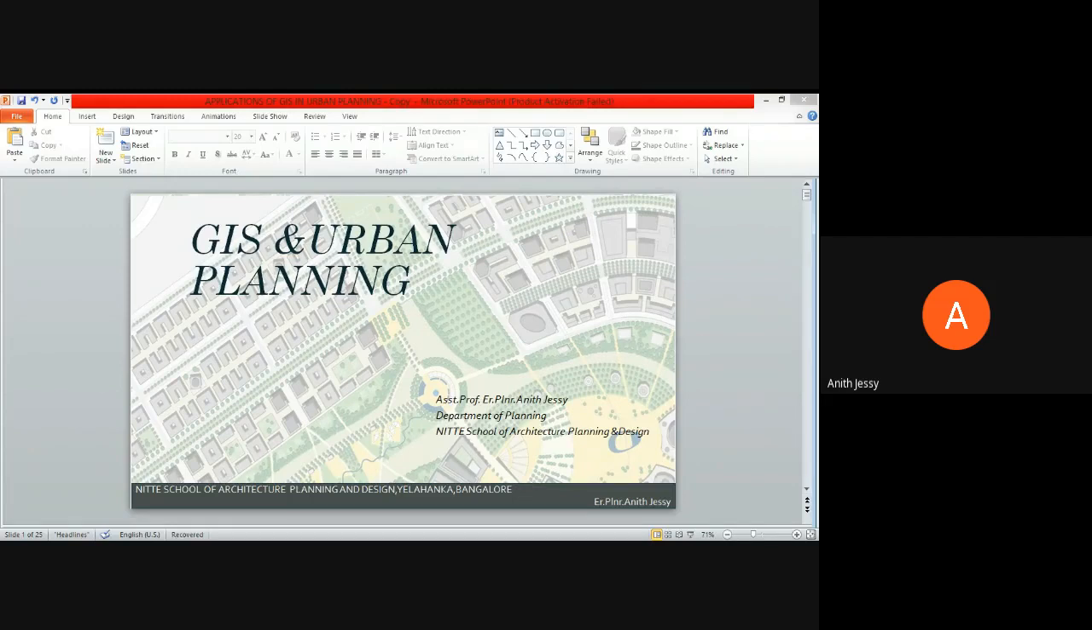Good morning, everybody. This is Assistant Professor Anil Chessy from Nitte School of Architecture, Planning Department. Today I'll be talking about the applications of GIS with respect to town and country planning. My presentation will focus more on the applications of GIS with respect to our planning. So it's spatial planning. Let me go ahead with the presentation.